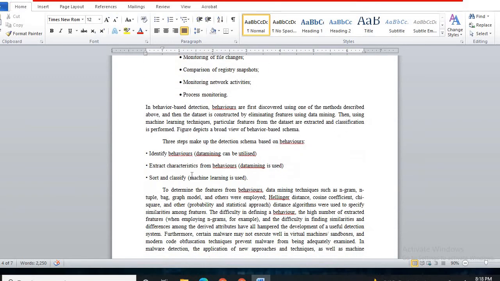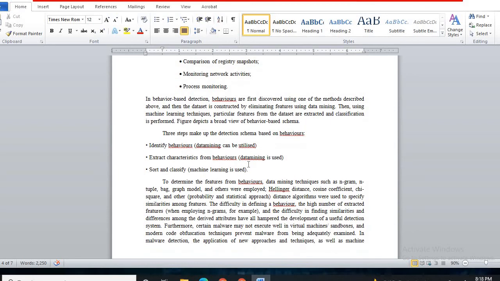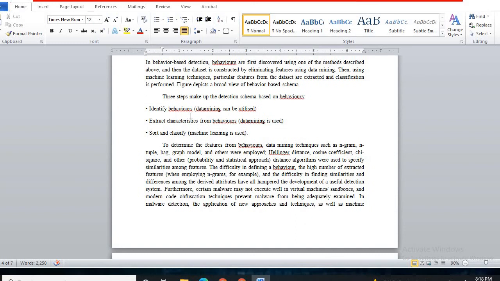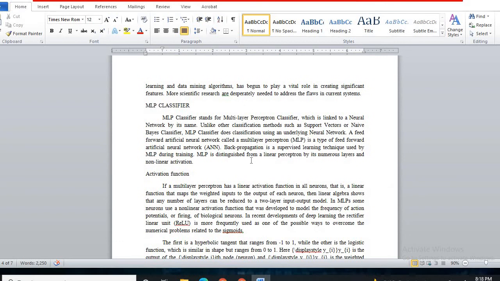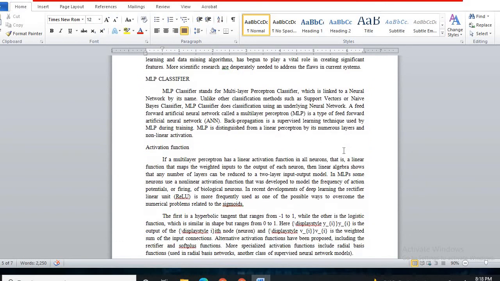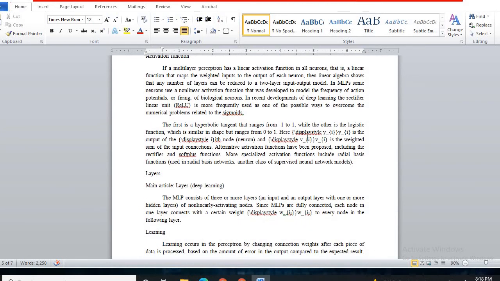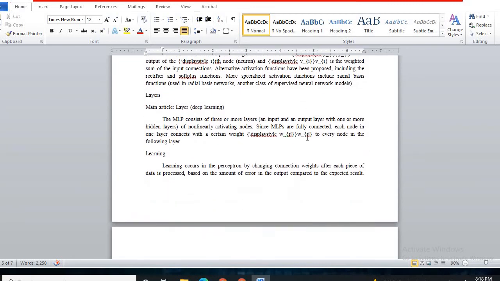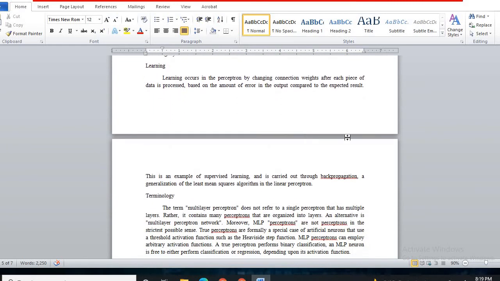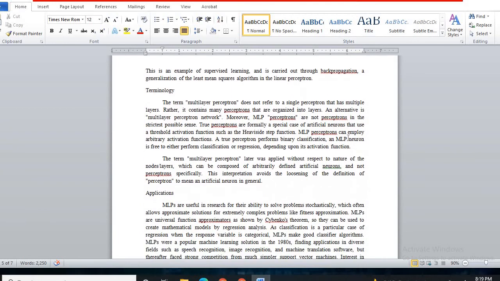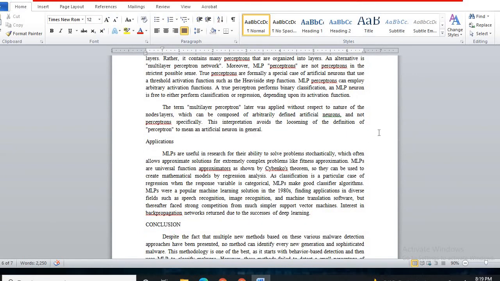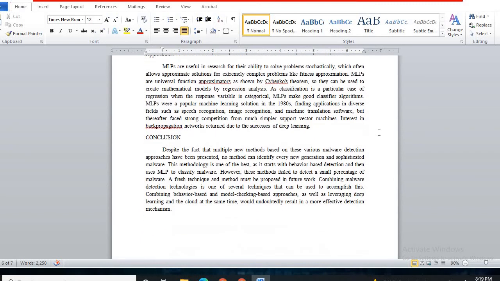After detecting the behavior, the very important step is to extract the characteristics. Extracting the characteristics depends on every program. Next is to sort and classify. For classification, I have used MLP. MLP is nothing but a neural network. It consists of an input layer, many hidden layers, and an output layer. In the hidden layers we can train the program, and we can also test. When we get an output, we can say whether it is malware or a benign program.